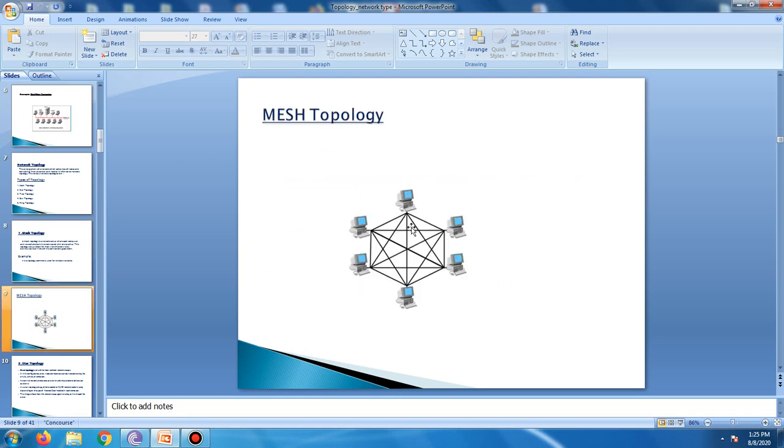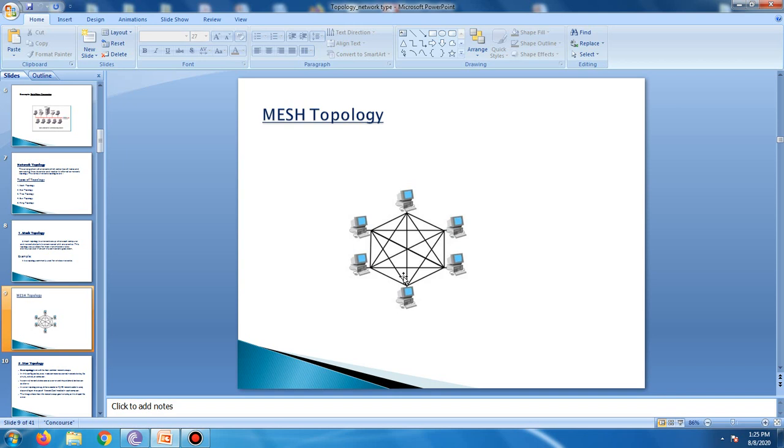Example, several systems connected in these lines. System 1 to another system, this system to this system, this to this connection. For example, 1, 2, 3, 4, 5, 6. Each system is connected in a mesh type.